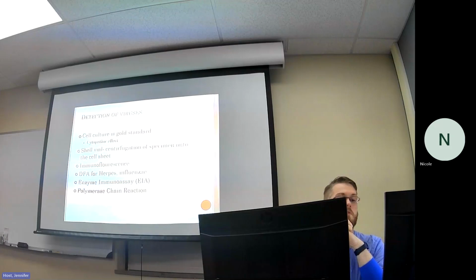Lab identification, EIA. Typically, this is like your rapid EIA. And then once that's positive, you send it out for Western blot. Western blot's always been the gold standard for confirmation of a positive rapid. You can isolate the virus. I don't know why you would, but you can. And then you can do PCR.